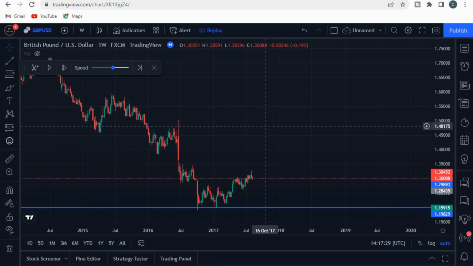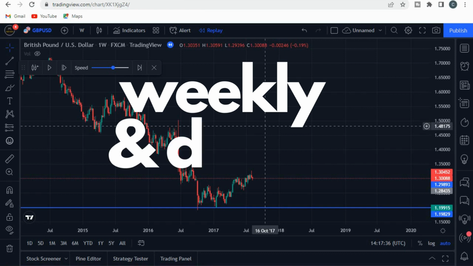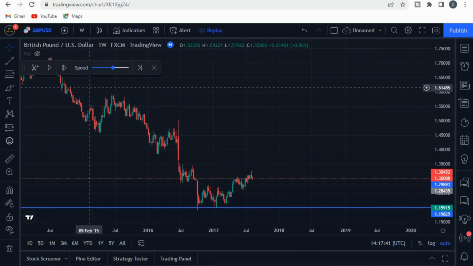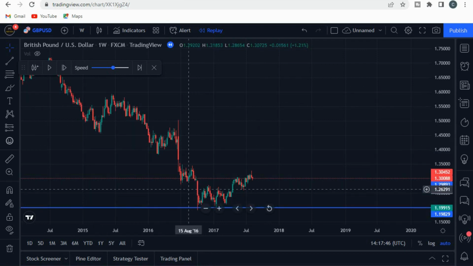Now I will show you what I mean by time frame confluence. I'm going to be using weekly and daily time frame in this illustration. On this weekly time frame, I saw that this market was trending down, and when it got to this support level, it began to form what we call double bottom or triple bottom, if you want to call it.